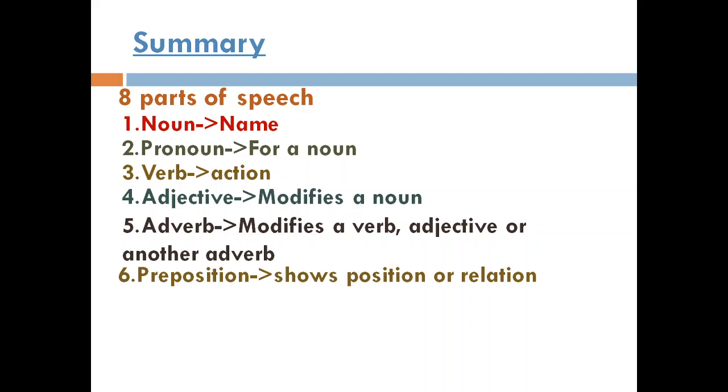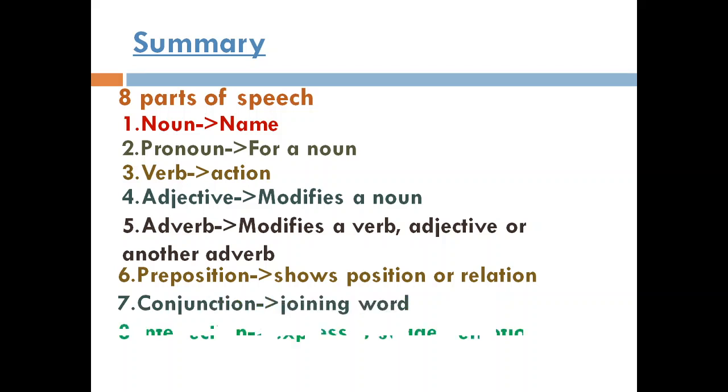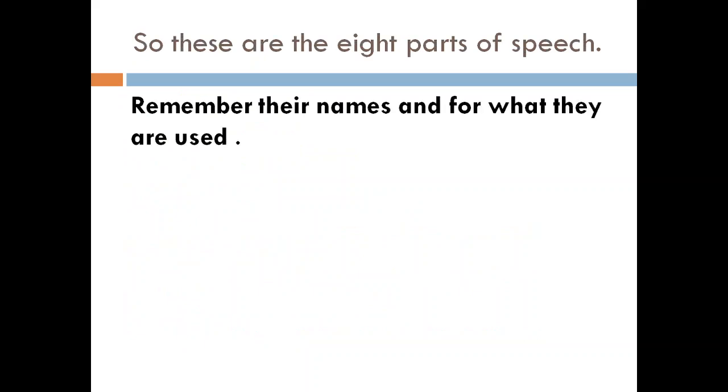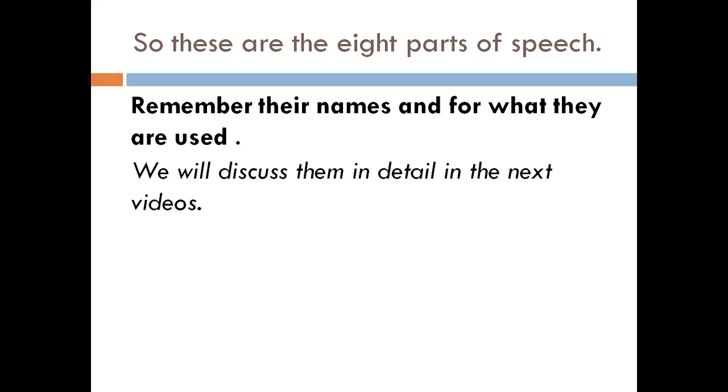Sixth, preposition, which shows position or relation. Seventh, conjunction, which is a joining word. And 8, interjection, which expresses sudden emotions. So these are the 8 parts of speech. Remember their names and for what they are used. We will discuss them in detail in the next videos.